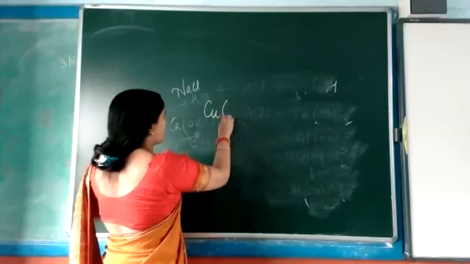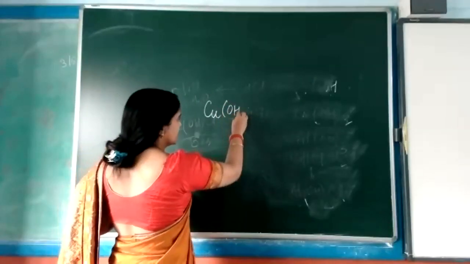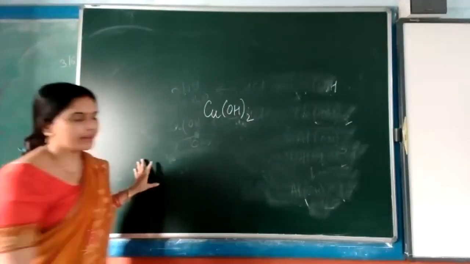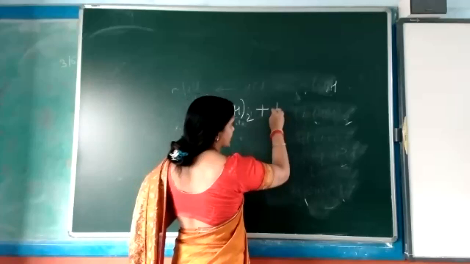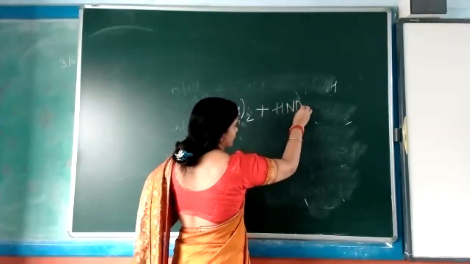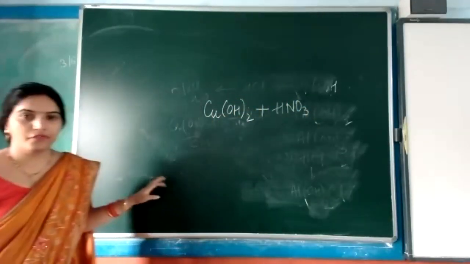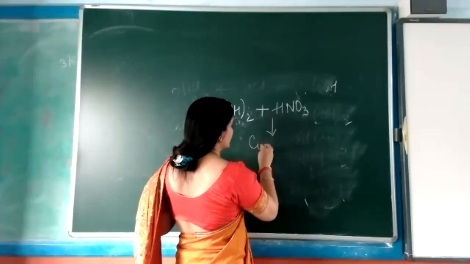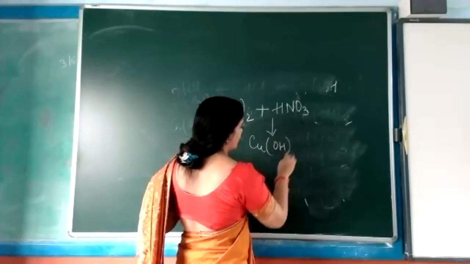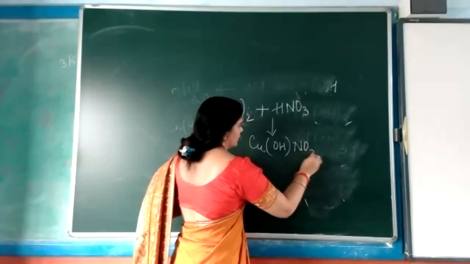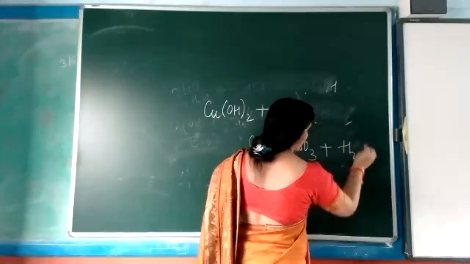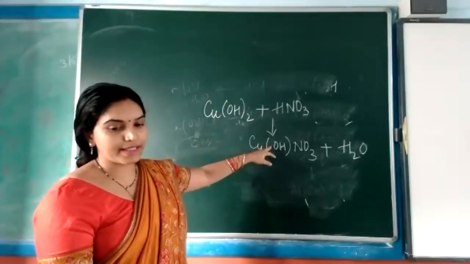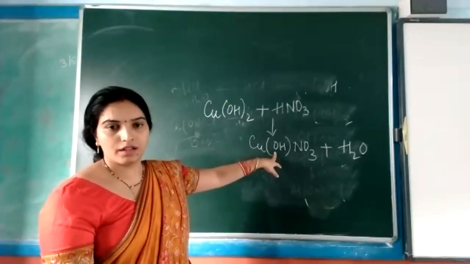Suppose we are having the base copper hydroxide, Cu(OH)2. Clear? When reaction takes place with nitric acid, HNO3, we will get the product Cu(OH)NO3 along with the byproduct water, H2O. Now the salt formed is basic copper nitrate salt.